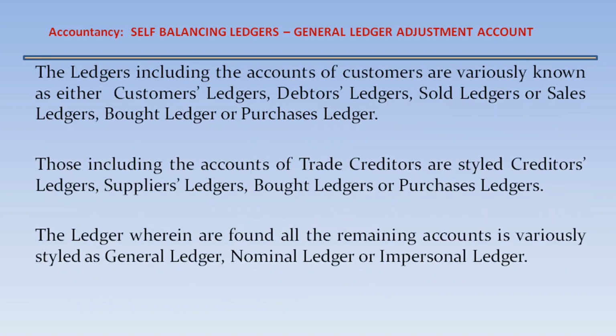The ledgers including the accounts of customers are variously known as customers ledgers, debtors ledgers, sold ledgers or sales ledgers. Those including the accounts of trade creditors are styled as creditors ledgers, suppliers ledgers, bought ledgers or purchase ledgers. The ledger wherein are found all the remaining accounts is variously styled as general ledger, nominal ledger or impersonal ledger.